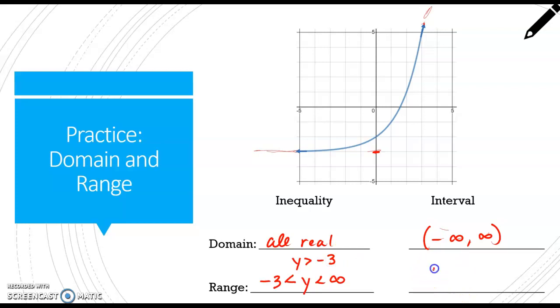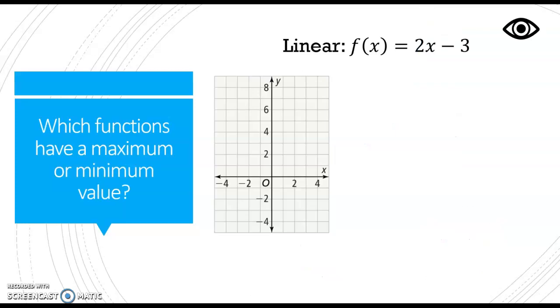In interval notation, we write that with a parentheses because there's no real point at -3. And you, of course, can't include infinity. All right, that's domain and range. The next topic for this section is about maximum and minimum values.